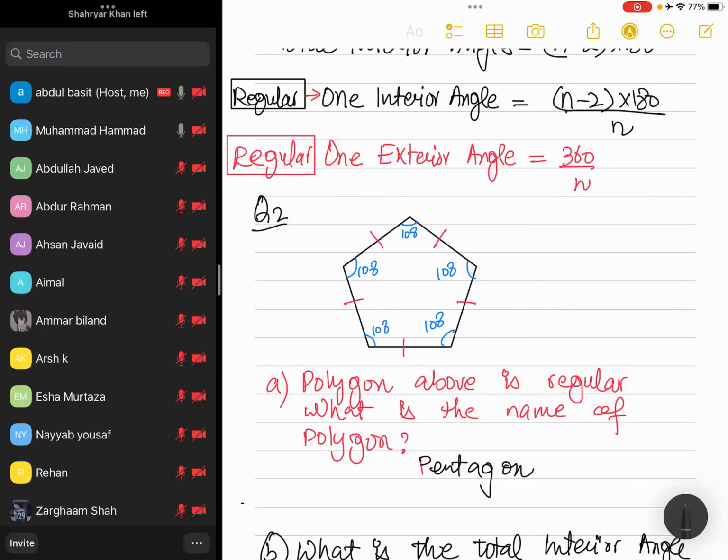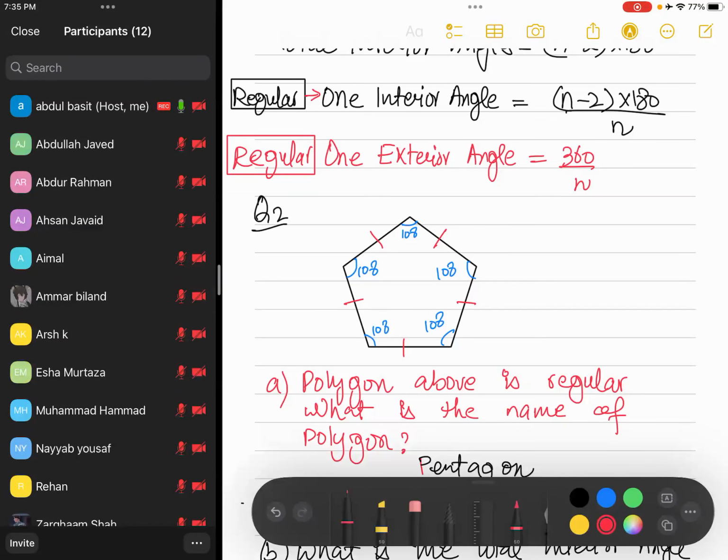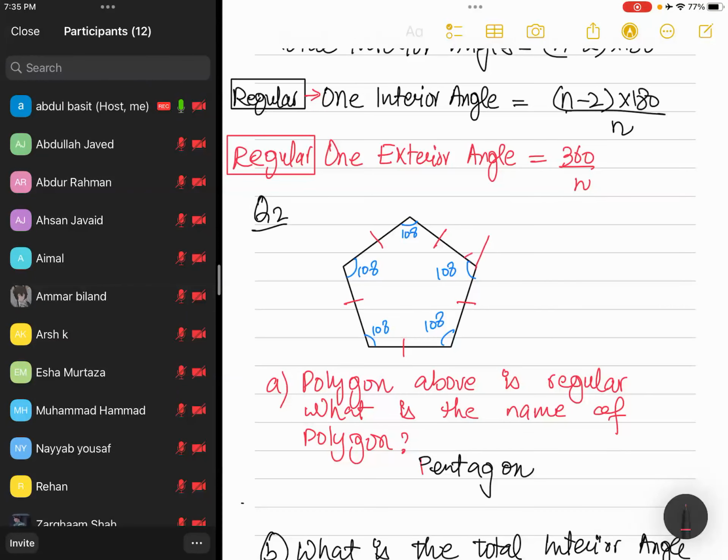Okay, let me extend the lines. Let's see, beta. Can I say that this outer angle is 72? This outer is also 72. This outer is also 72. And this outer is also 72. And this outer is also 72.